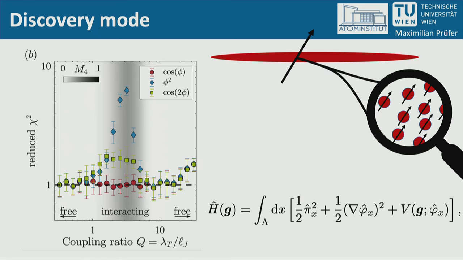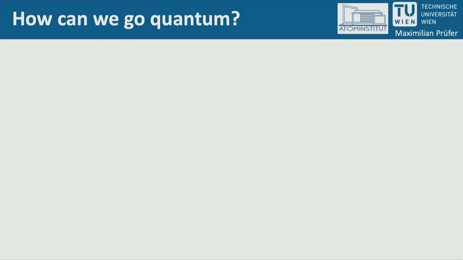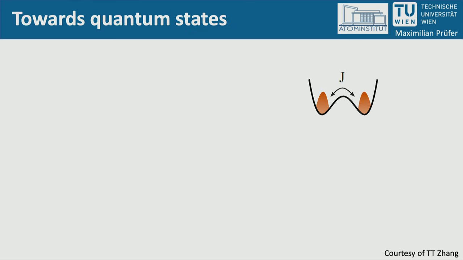For this, I want to give just a short teaser, a short advertisement, something to think about for the last 2 minutes. So how can we go more quantum, or towards quantum states, or create lower temperature states? What we have, as I said, are two tunnel-coupled wells, with a tunnel coupling J and on-site interaction. So how do you create those systems in a thermal state?